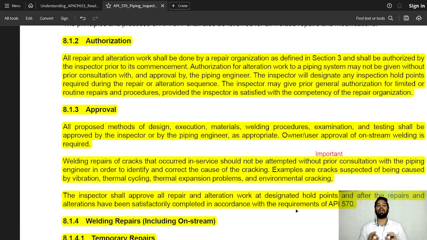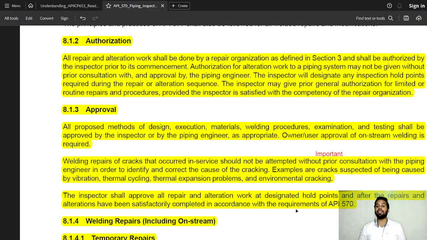Authorization: all repair and alteration work shall be done by the repair organization as defined in section 3 and shall be authorized by the inspector prior to its commencement. The authorization for alteration work to a piping system may not be given without the prior consultation and the approval by the piping engineer. The inspector will designate any inspection hold points required during the repair and alteration sequence. The inspector may give prior general authorizations for limited or routine repairs and procedures, provided that the inspector is satisfied with the competency of the repair organization.